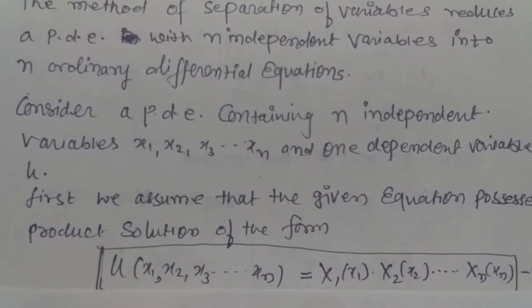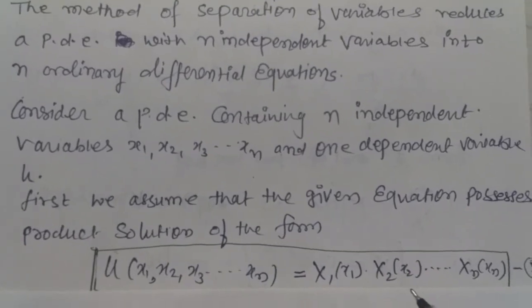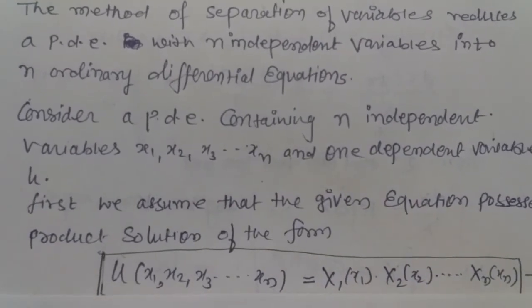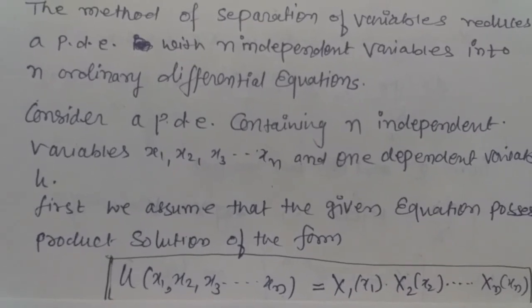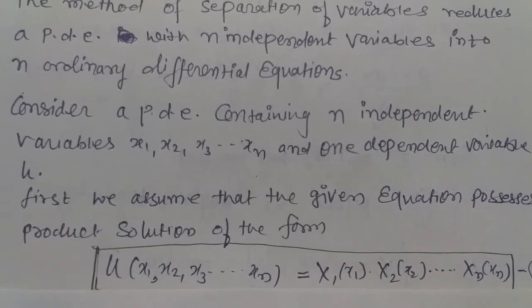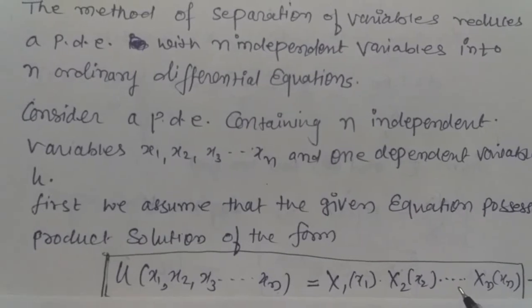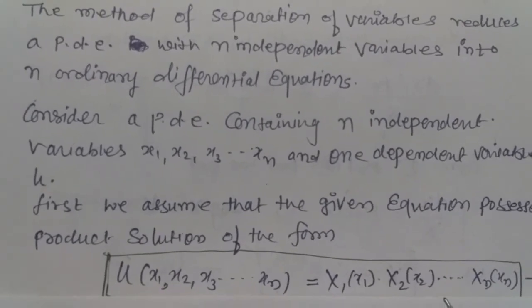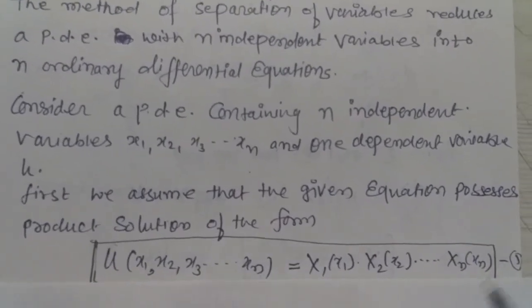So we calculate the various partial derivatives from this relation as required and put them in the given PDE. It reduces the given PDE into a number of ordinary differential equations. Now we solve the ordinary differential equations, and finally the product of all solutions of the ordinary differential equations gives the general solution of the given PDE. This method will be more clear in the following examples.